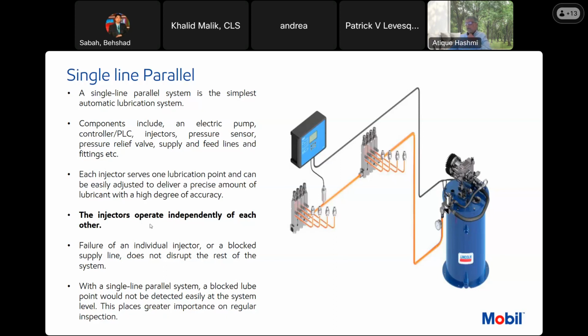And the injectors operate independently of each other. This means if one injector is blocked, it will not block the whole system. The whole system will keep running. You simply need to change the one injector which is not working and replace it with another one. With a single line parallel system, a blocked lube point would not be detected easily at the system level. This places greater importance on regular inspection.